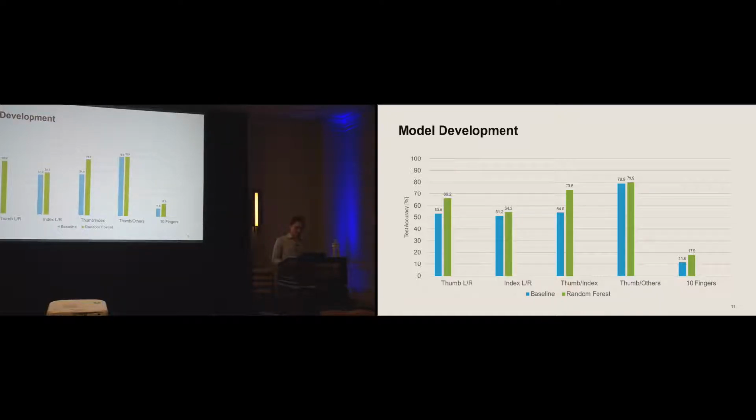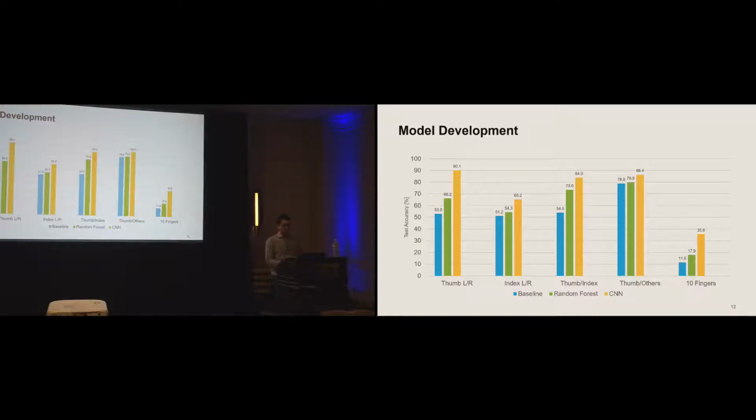Deep learning models such as convolutional neural networks take the raw image pixels as input and are much more successful here. The yellow bars show the accuracies of these CNNs, which all outperform the random forests. Interestingly, the model for differentiating between left and right thumb achieved an accuracy of over 90% on the test set. Other models, such as the model for thumb and index or thumb versus others, achieved a slightly lower accuracy at 84 to 86% on the test set.